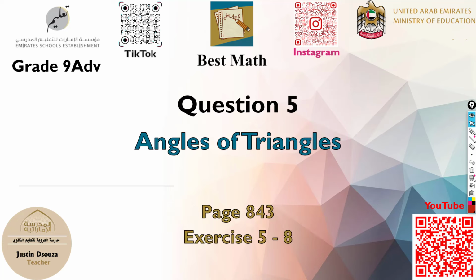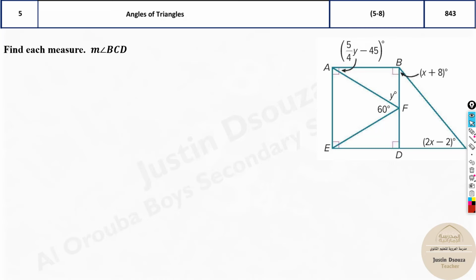Question 5 is about angles of triangles. Here we need to find the measure of different angles. Let's look at what they have asked us to measure. It's B, C, and D. So this is C over at this point, B, C, D. That is given as 2x minus 2. But they have given all the other angles as well. You can see this is also mentioned.